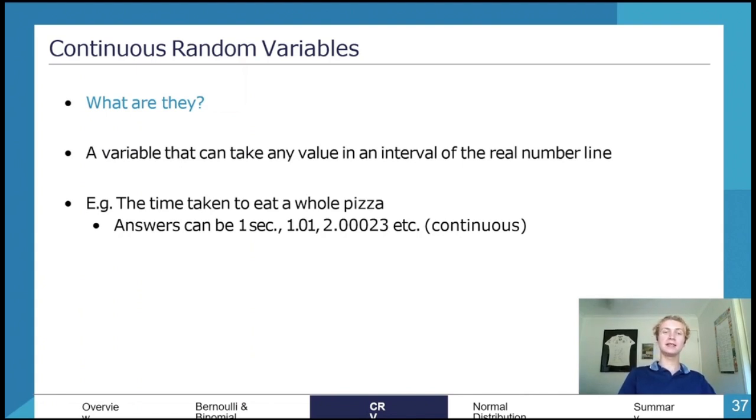We're now going to talk about continuous random variables. So, what are they? Continuous random variables are any variable that can take up any value in an interval of the real number line. So, an example would be like the time to eat a whole pizza. Answers can be 1 second, unlikely but possible, 1.01, 1.00023, etc.